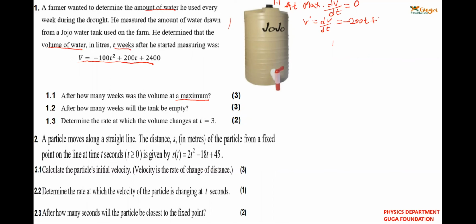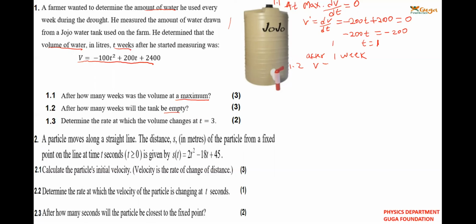plus 200, right, which is equals to 0. So now you will have minus 200t is equals to minus 200. And then we divide both sides by negative 200, then your t is equals to 1. So after 1 week, and then now 1.2, they're saying that after how many weeks will the tanks be empty?